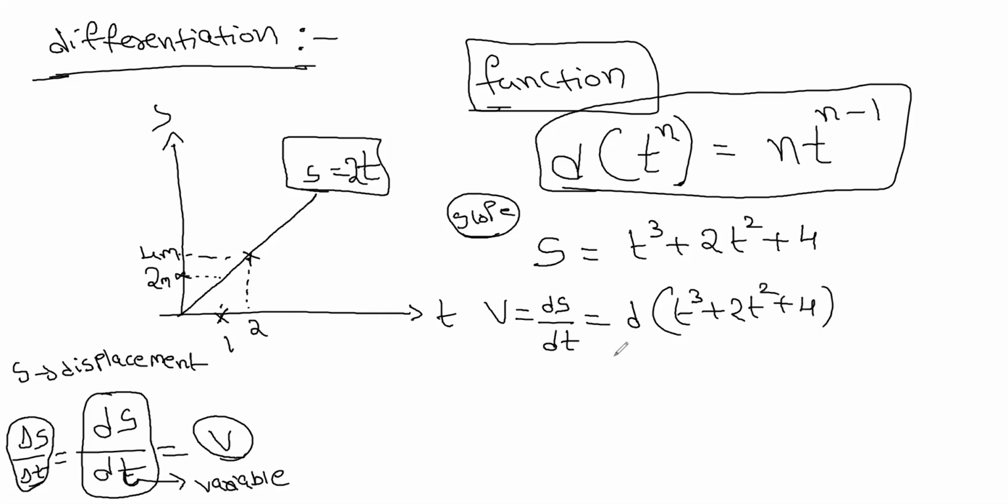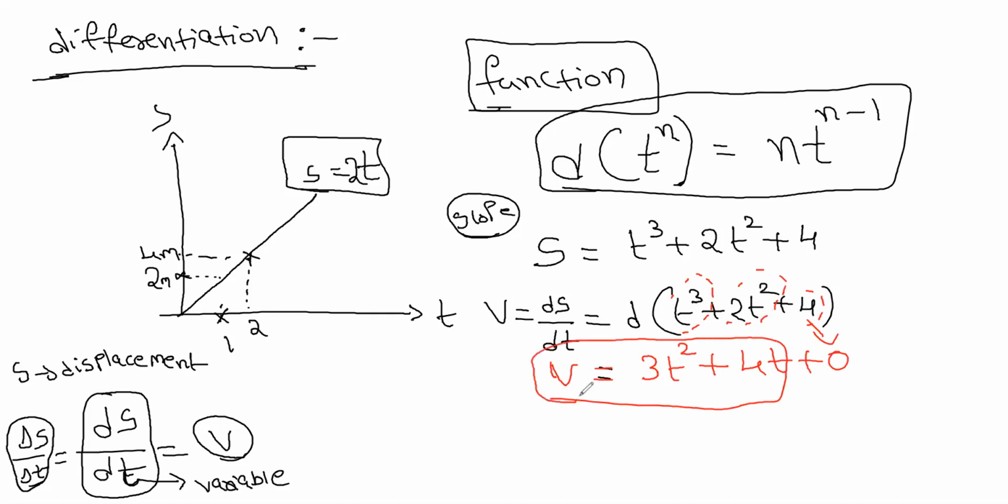So it is of the form u. This is one function, correct? t cube is one function, 2t square is another function. You have to differentiate all individual terms. So 3t square, plus 4t, plus 0, because the differentiation of 0 is 0. So this is the velocity, which is equal to this one.